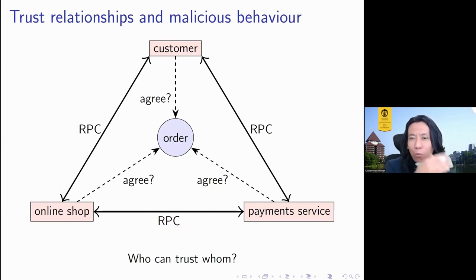Now, what if we look at these Byzantine generals problems in the actual online shop application scenario that we discussed before? There are three actors in this scenario: online shop, customer, and payment service. They want to agree on an order, clothing or goods or something. How can they trust each other that they have done their own job, so the order can be sent safely and everyone will be happy? So this is the idea.